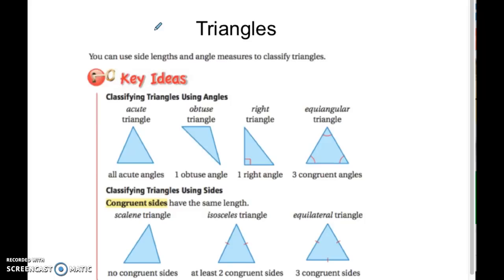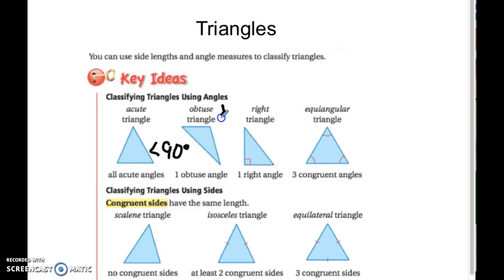Today we are going to be talking about triangles. We can use side lengths and angle measures to classify triangles. So, if we look at classifying triangles using angles first, we can see that this triangle has all acute angles. Acute angles are angles that are less than 90 degrees, in case you forgot. So 1, 2, 3 angles, all less than 90 is an acute triangle.